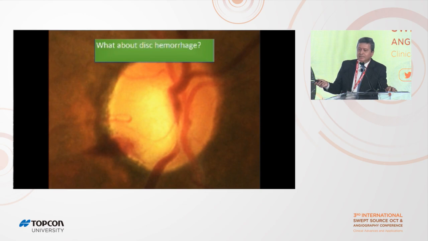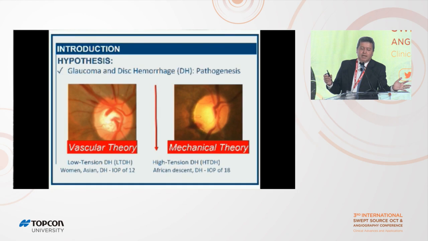We have a hypothesis that for some patients, the vascular theory would be more important than the mechanical theory, because some patients with normal tension glaucoma, so they do not have high intraocular pressure, even though they have disc hemorrhage, and this is quite usual for normal tension glaucoma. We have a lot of normal tension glaucoma patients in Brazil. The biggest Japanese community out of Japan is in my city, São Paulo. So we are used to seeing normal tension glaucoma in Brazil.